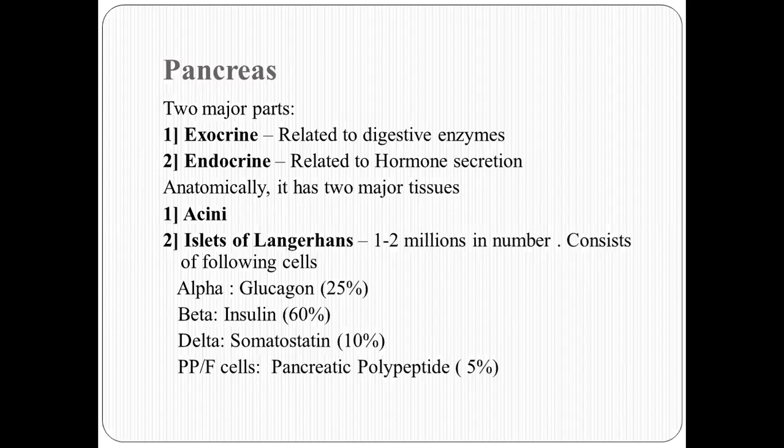The most abundant cell is around 60%, that is the beta cell. These beta cells secrete insulin. Then comes the alpha cell, which is around 25%, which secretes glucagon. 10% is the delta cell secreting somatostatin, and 5% of the cells are PP cells or F cells, as referred to in some books, and they secrete pancreatic polypeptide.